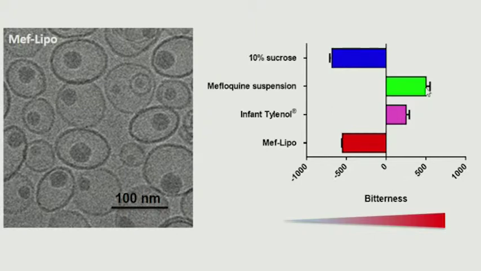We have mefloquine suspension. Basically, we follow what is practiced in Africa to compound this. And you see it's very bitter. And we have another control that is infant Tylenol. We introduced this formulation before. It's tolerated by kids. So, but still a little bit bitter with our very sensitive E-tongue. And this is the final one is our formulation, and which is mefloquine liposome. And you see it's just as sugar water. So we can turn very, very bitter drug into sugar water.